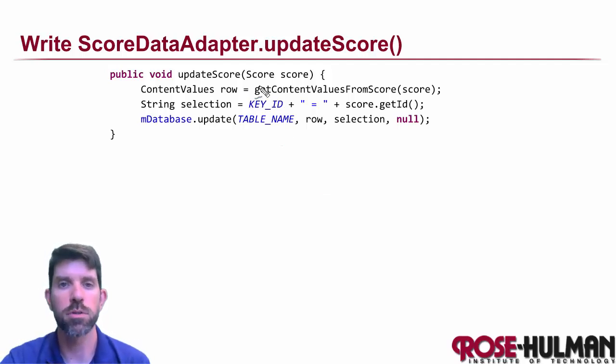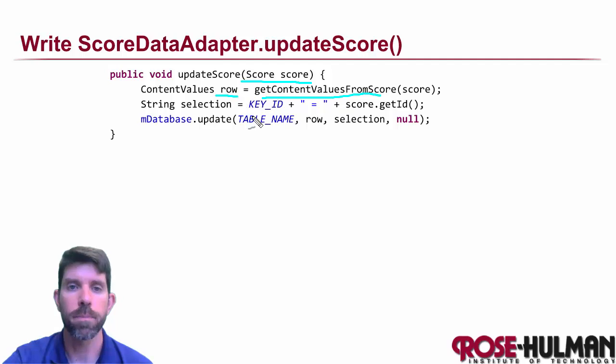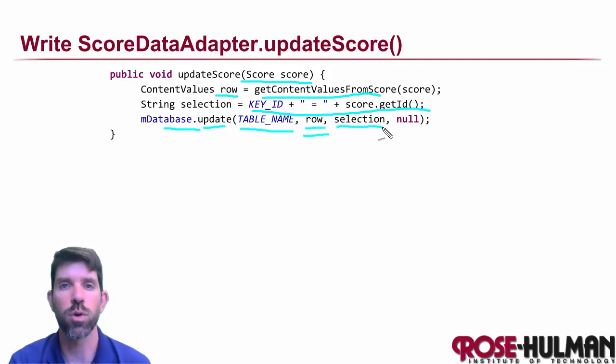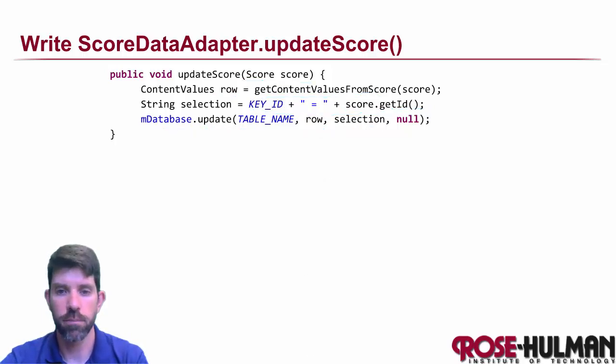All right. So update score is going to be able to recycle some code here. So given a score, we're actually going to go ahead and get our content values again, like we did when we added. All right, and that'll give us a row, and then we're going to make a selection here. So like that, and then we're just going to call update on our database with the name of the table, and then the row that we want to update, and then the rows that we want to replace, right? It actually has the ability to update several rows at once, but ours should be unique, again, because we're using unique IDs here. Okay. So let's write update score.